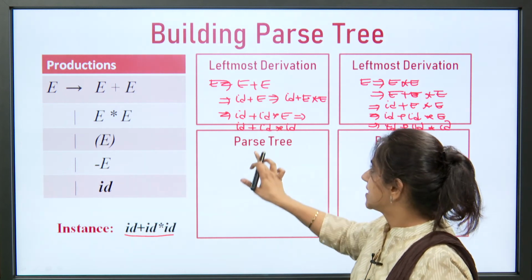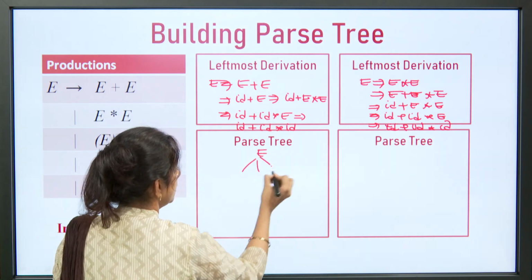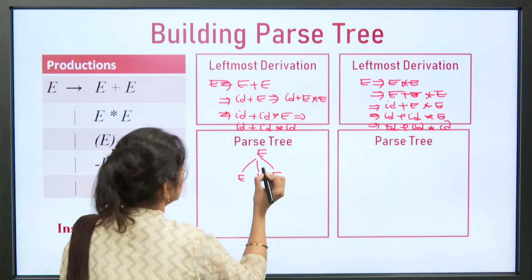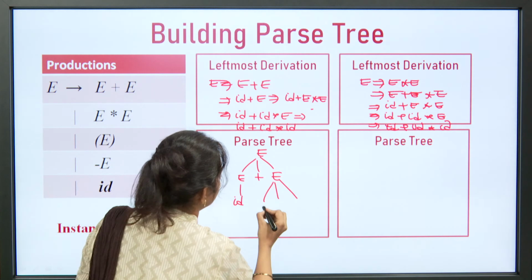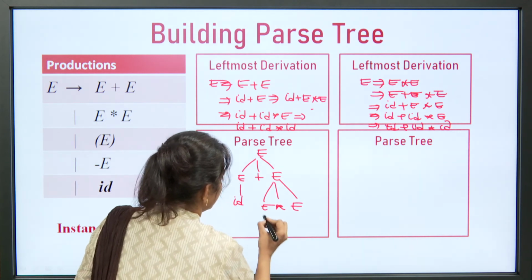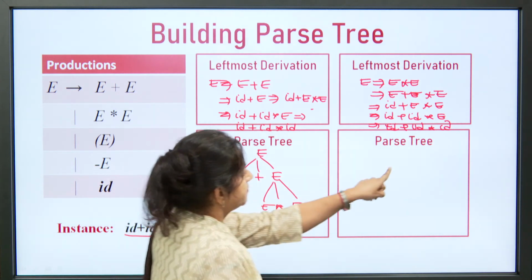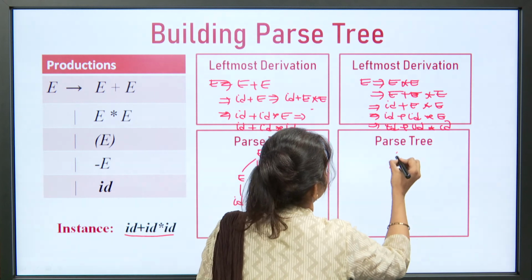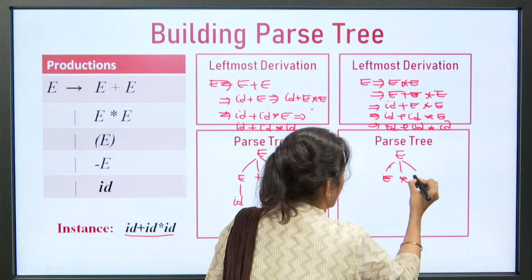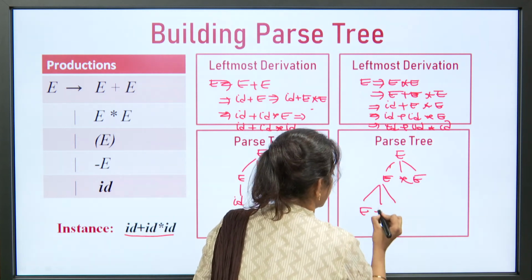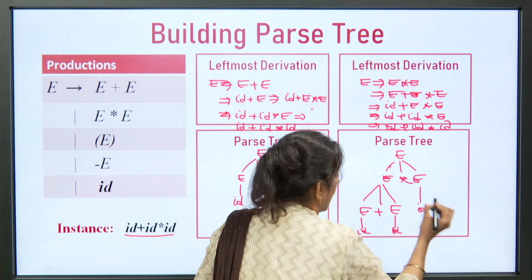Now, first we will draw the parse tree for this derivation. So here we will get E derives E plus E, then this E is replaced with ID, and then this E is replaced with E multiplication E, then this with ID, and then this with ID. Similarly, we can draw the parse tree for this leftmost derivation. Here E derives E multiplication E, and then this E derives E plus E, and then this E with ID, this E with ID, and this E with ID, right.